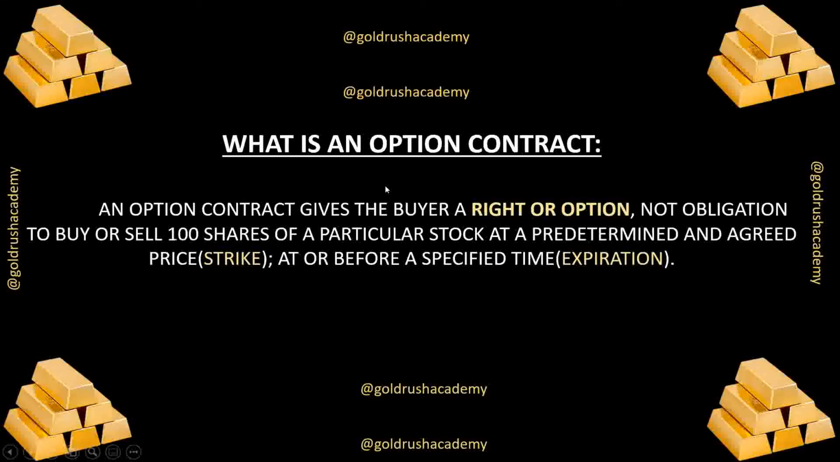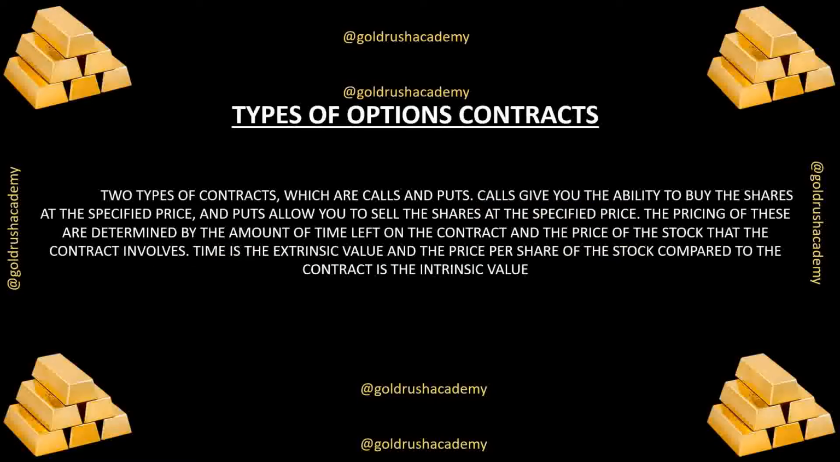What is an option contract? An option contract gives the buyer a right or option, not an obligation, to buy or sell 100 shares of a particular stock at a predetermined and agreed price. That's called the strike, at or before a specified time, which is called the expiration.